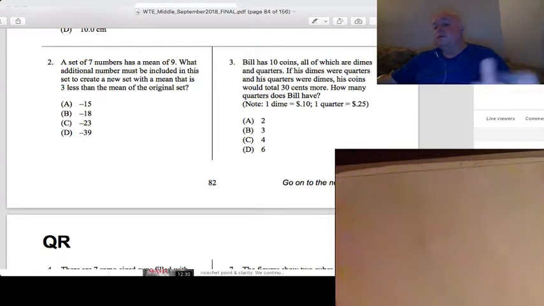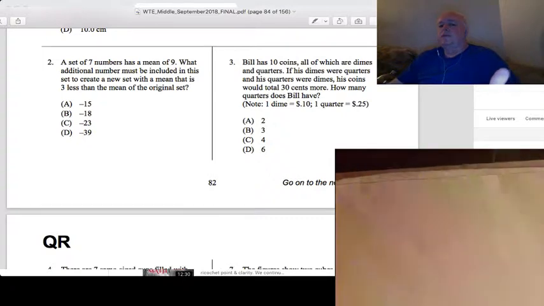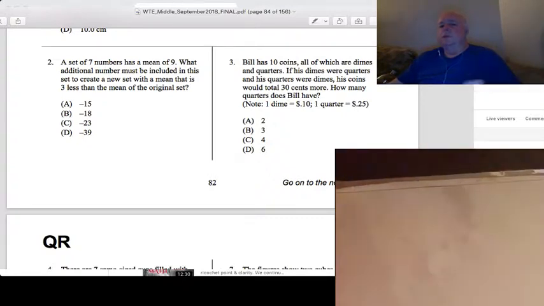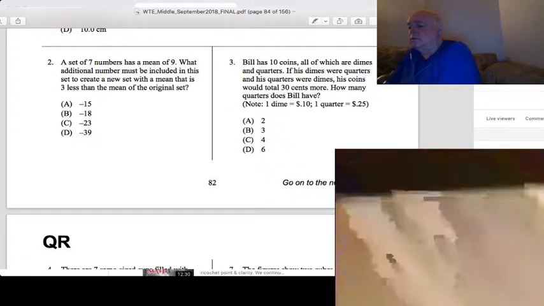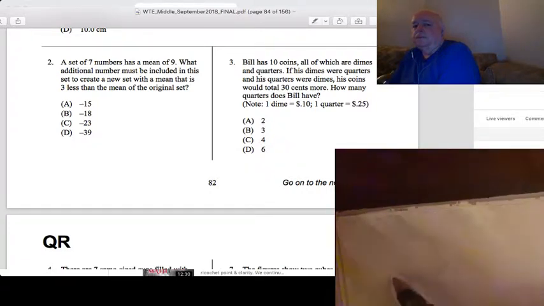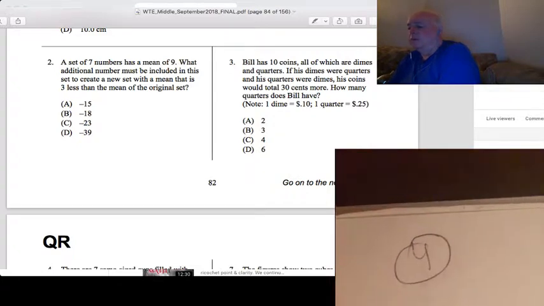The answer could be 2 and the answer could be 6. Let's work with the midpoint numbers, and if something seems too high, we go down. If something seems too low, we go up. So that leaves us to either use 3 or 4. So let's try to brute force it with 4. The question is, how many quarters does Bill have? So 4 would be the number of quarters.